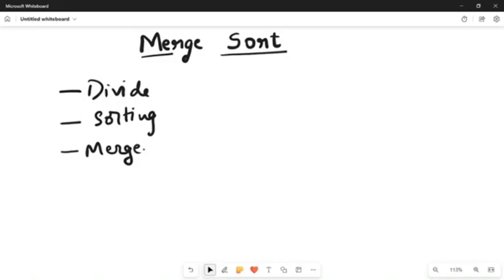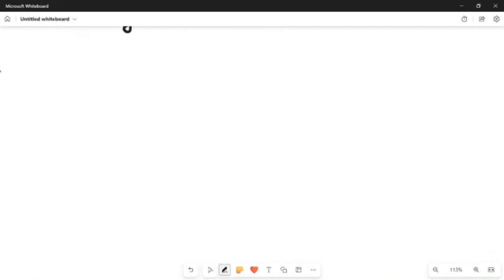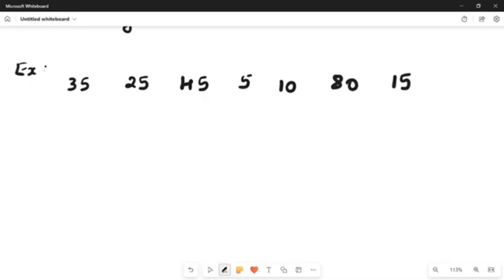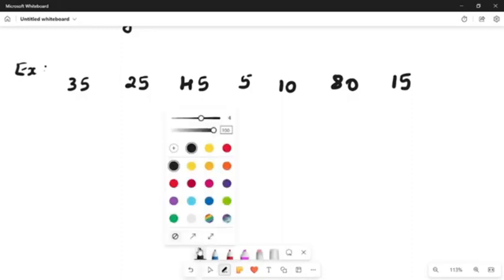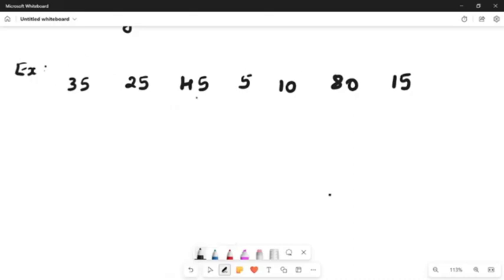Okay, let us learn this with an example. Suppose I have an array with the elements 35, 25, 45, 5, 10, 80 and 15. Now this is my array. I want to arrange the elements of this array. So initially I have to divide this array into two halves. There are 7 elements, so I'm dividing over here, say after 4.